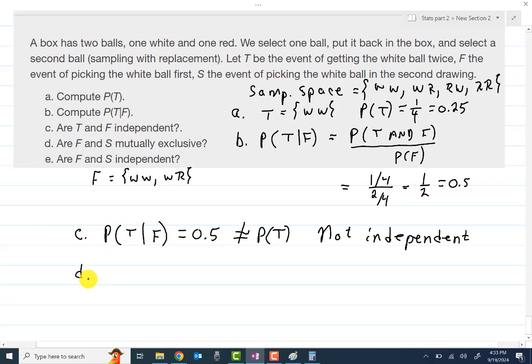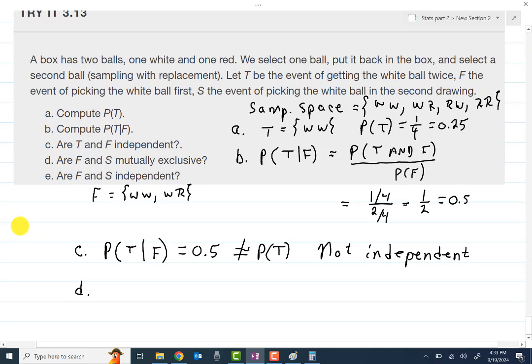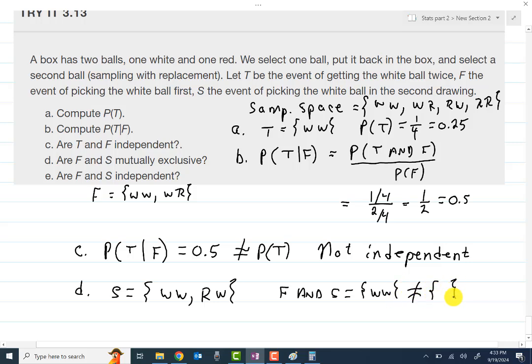D, are F and S mutually exclusive? So there's my F. And S is the event of picking the white ball in the second drawing. So I can get that. The S for second, I'm guessing. So this would be one of them. And then we'd have this one. And that's it. So let's take a look at these two. Are they mutually exclusive? No. F and S both have WW in common, and that's not the same as the empty set.